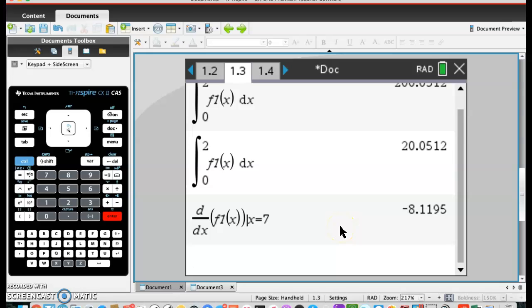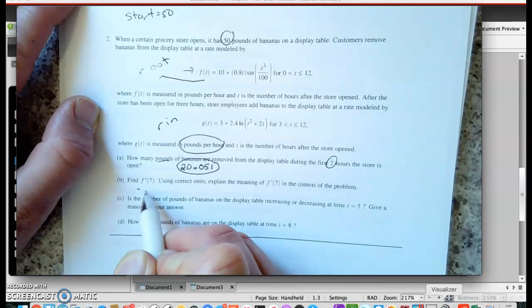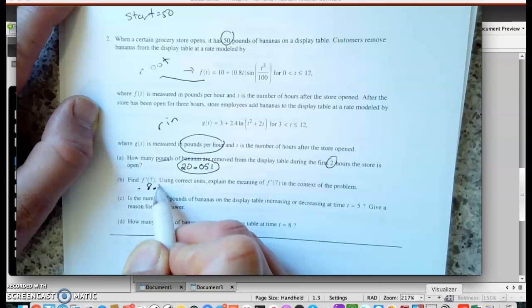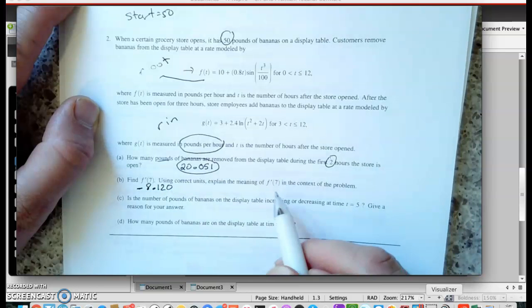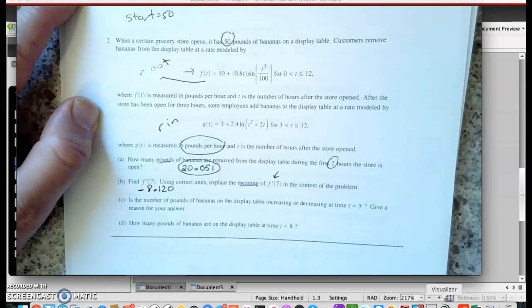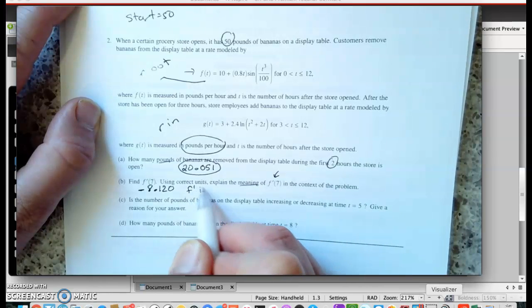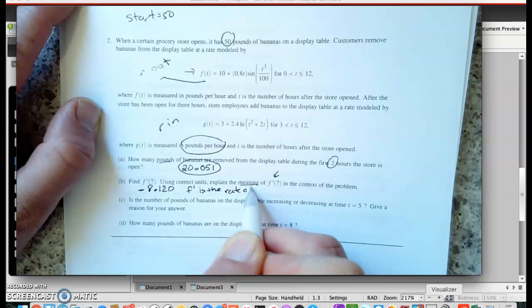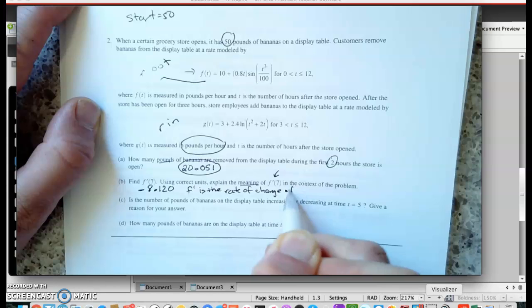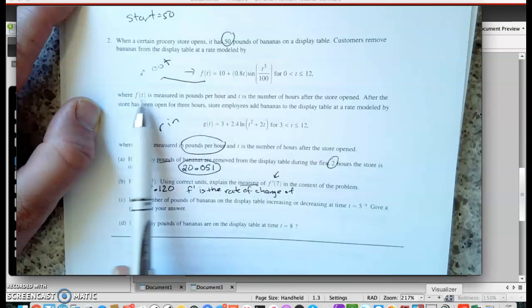And I got negative, flip to this page, 0.8119, which we know to simplify to negative 8.120. That's what reduces down to, and they're always going to say explain the meaning of f prime. All we're ever going to do when we see a prime, we're going to add the words rate of change. Okay, so f prime is the rate of change of, what is f equal to? F is equal to pounds per, it's the rate of change of bananas.